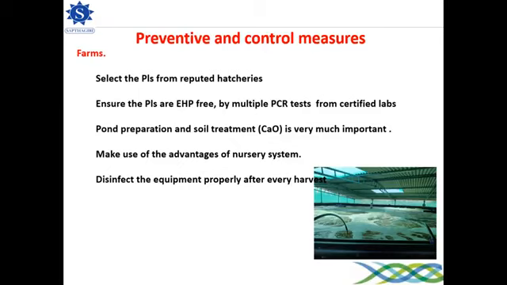a nursery system is very important, not only for growth purposes but also for EHP. Why? Because a nursery system grows PL in a small confined environment, like sheeted ponds, earthen ponds or above-ground ponds. Once we grow for 25 to 30 days, if EHP positive is there, within 25 to 30 days we can do the screening and find out whether it is EHP positive or not.